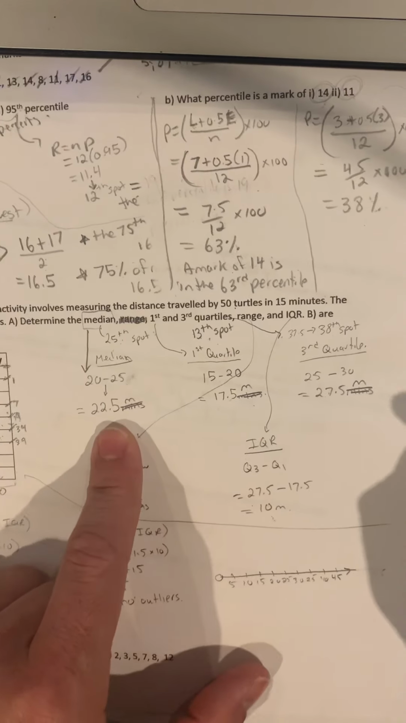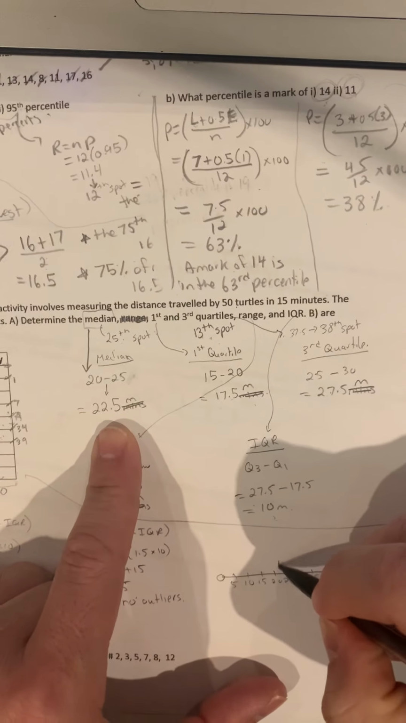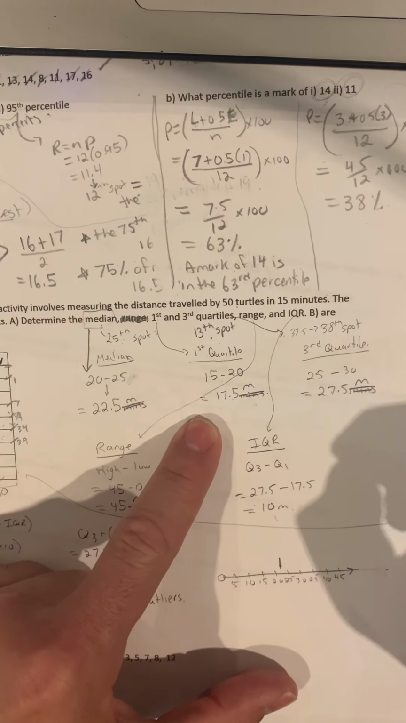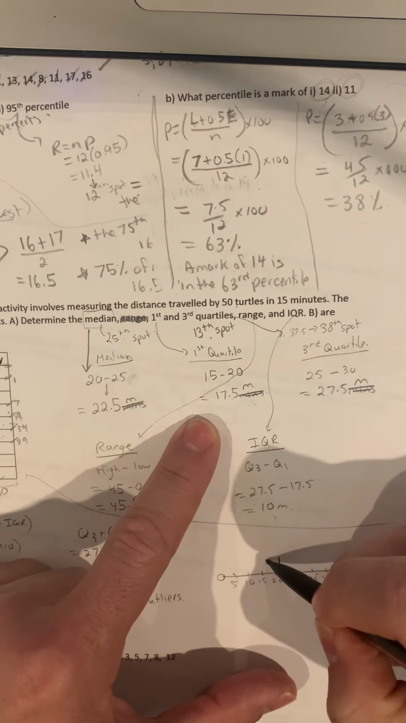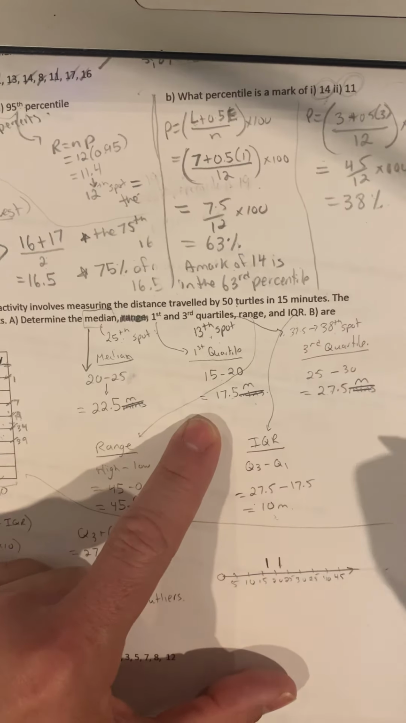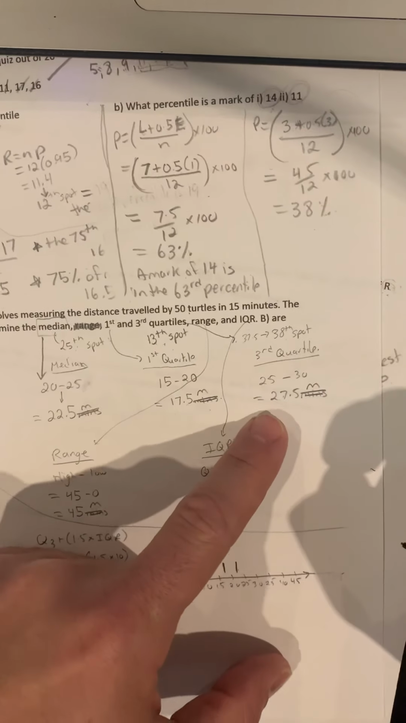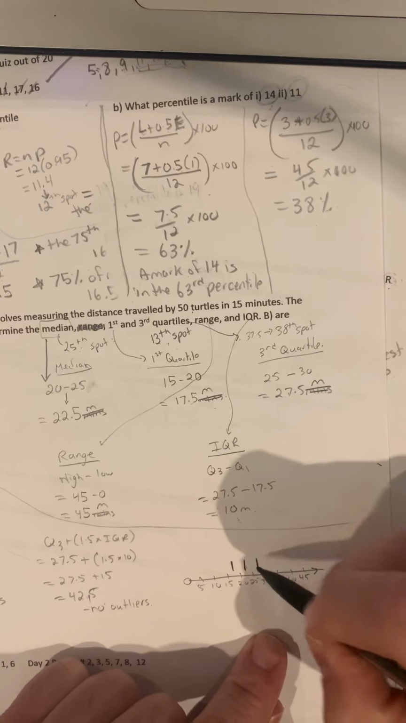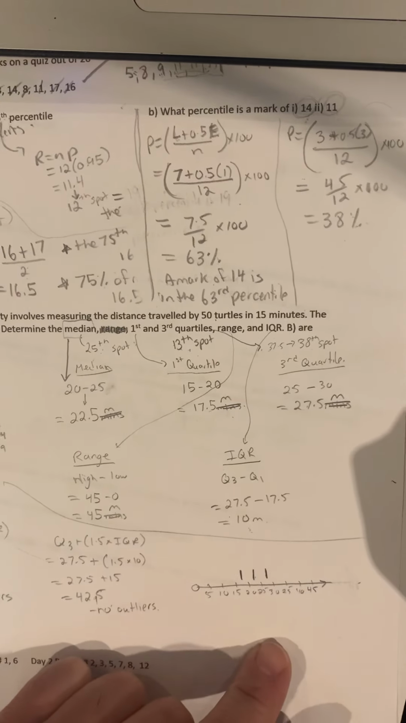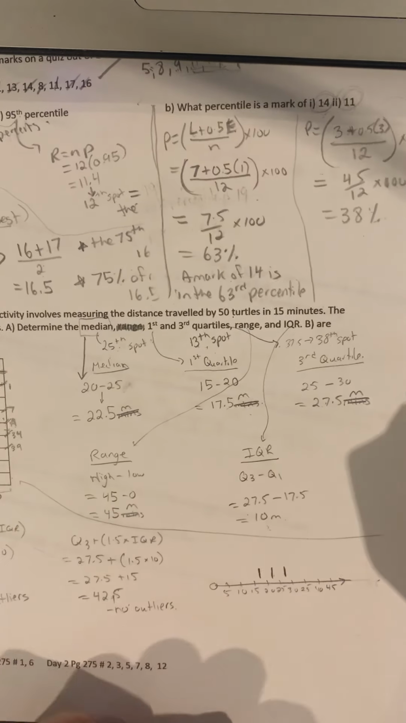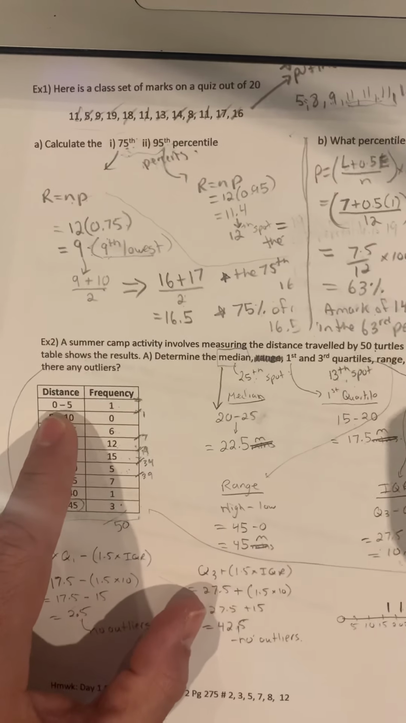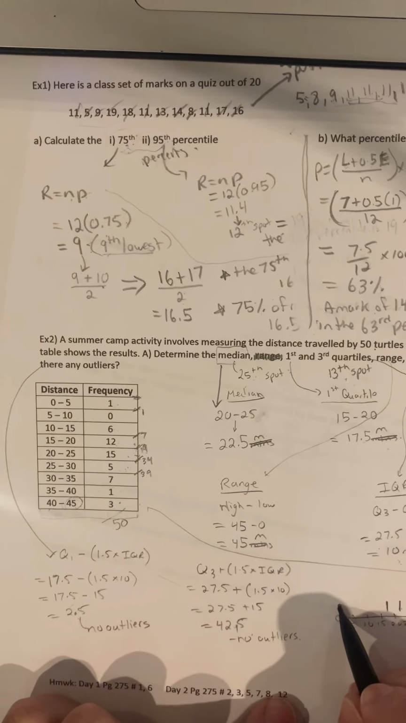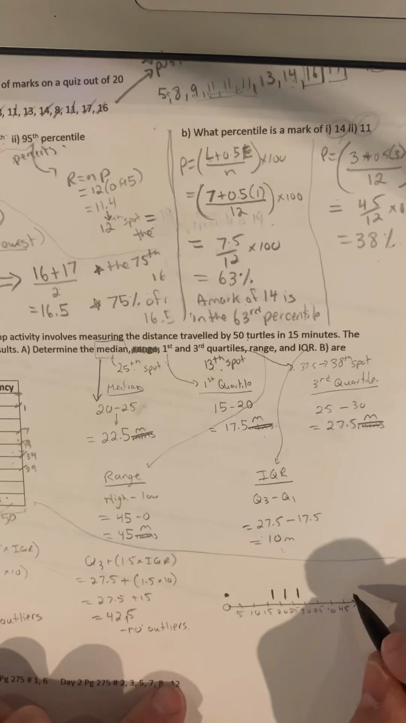So our median is at 22.5, so here. So we make a line. Our first quartile is at 17.5, so we find 17.5, we'll make another line. Our third quartile is 27.5, so at 27.5, we put another line. Okay, and then we have 2 dots for our highest and lowest value. So our lowest possible value is 0, because we don't know what this is. We have a point at 0, and then we have a point at 45.